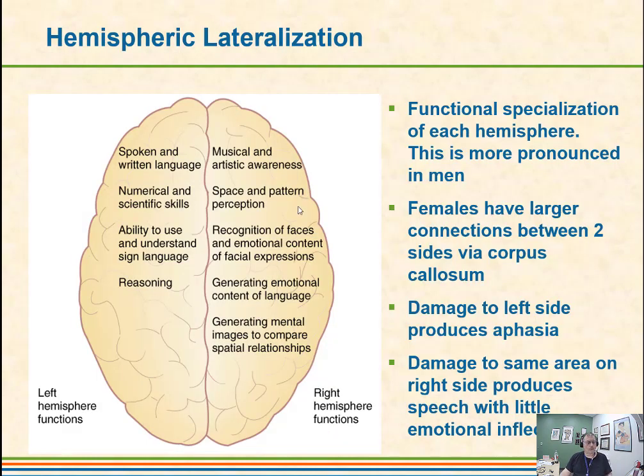So, I did say that the brain is not just diffuse activity. We actually have hemispheric lateralization. That is, one side of the brain specializes in certain activities and the other side specializes in others. Left part of the brain deals with spoken and written language, but the right side of the brain deals with emotional content and emotional content of language.